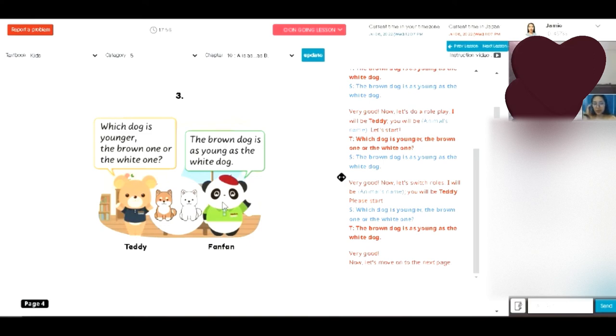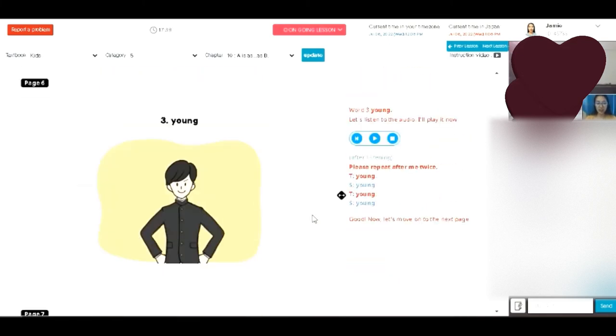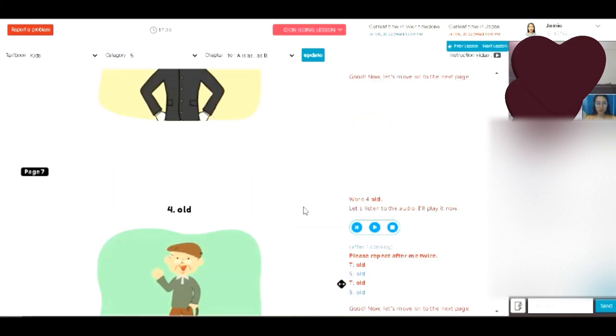But if you will use "as," the brown dog is as young as the white dog. If you will use "younger," the brown dog is younger than the white dog. You can use that too. Okay, let's move on to page 7.